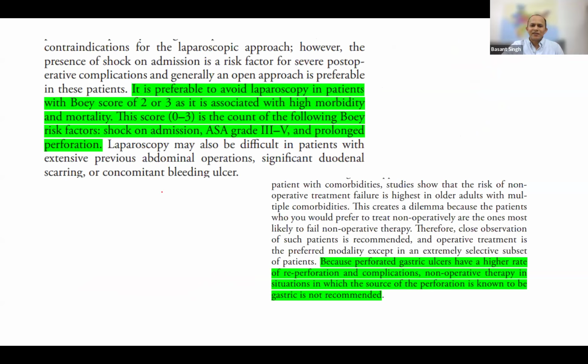This is about the gastric ulcer. So if you have a gastric ulcer, the basic thing is that you resect it. Okay. You do a gastrectomy because there's always a risk of malignancy. So if the patient is stable, do a gastrectomy. Unstable, then only you can think of patching it.